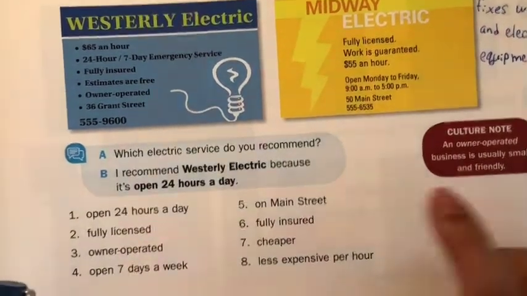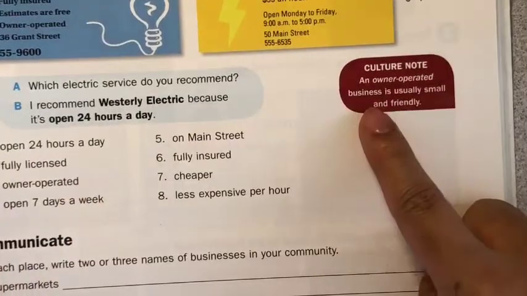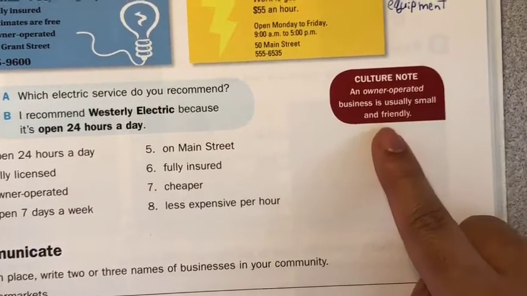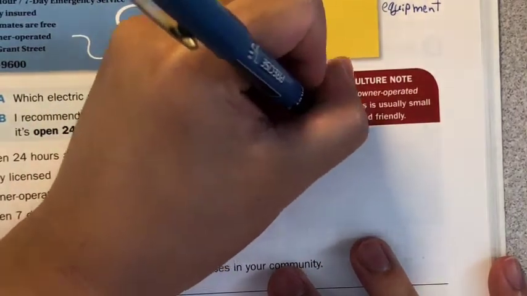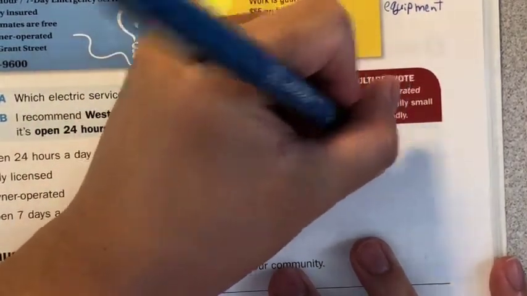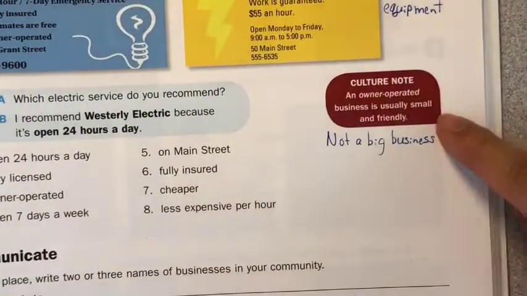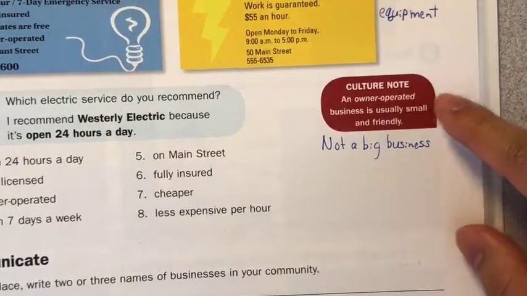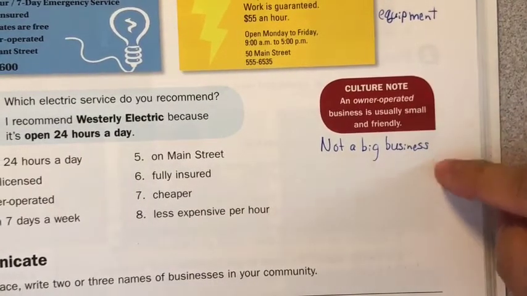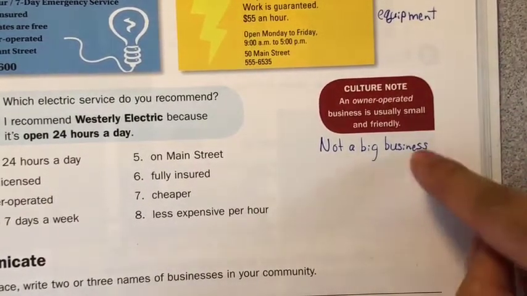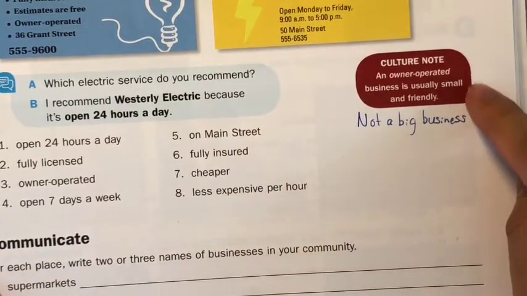A few things I want to talk about is owner-operated. Owner-operated means a business that is usually small and friendly. It's not a big business. Usually, owner-operated is a family business. So it's not like Home Depot or Lowe's. It's a small company that a family works at, or just a few people. Owner operated is usually a small business.